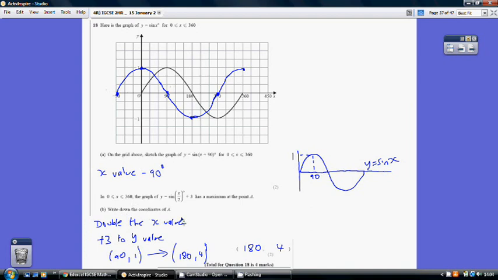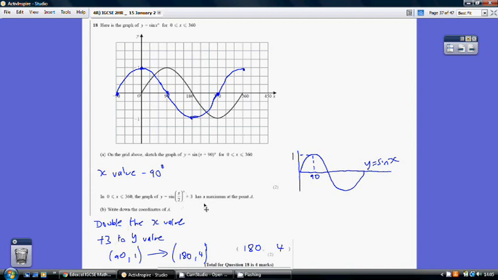Now for part B, this is inside the function, so this is going to affect the x value but the opposite to what you would expect. So we're going to be doubling the x coordinate. Now this is outside the function, so this affects the y coordinate but does what we would expect. So we're going to be adding plus 3 to the y value.